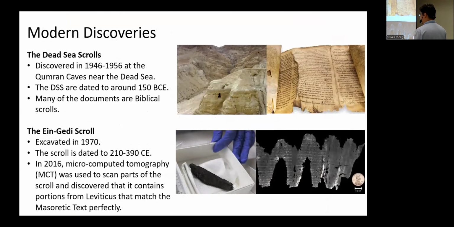In 1970, in a small village, I'm not sure this was a small village, called Ein Gedi, in a synagogue that was burned down in the 4th century, they found a scroll that is dated to 210 to 390 CE. So we're talking about 200 years. But because we're answering the question, do we have anything from the year 70 to the 7th century, right? So we have a scroll that is dated to 210 to 390, excavated in 1970.